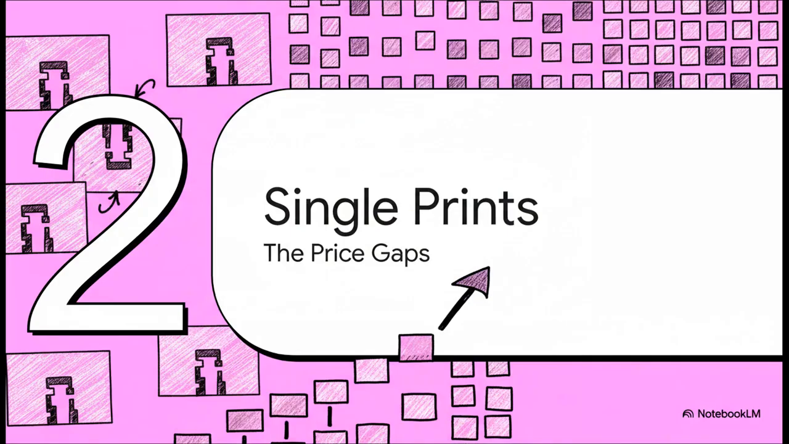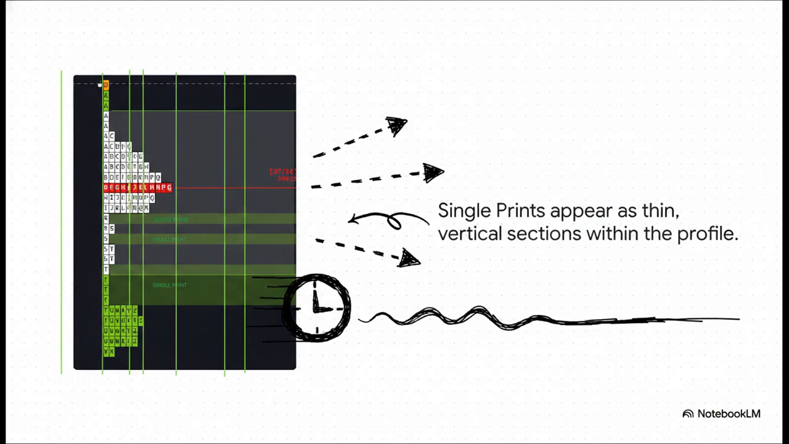Okay, so our next vocab word tells a story all about speed and imbalance. We're talking about single prints. Now, if the wide parts of the chart show where the market found balance, these are the complete opposite. You can spot them pretty easily. They cut right through the middle of the profile. They're these super thin, vertical columns with just one block per level. What that means is the market moved with incredible speed right here. It literally just sliced through these prices without even stopping to negotiate.